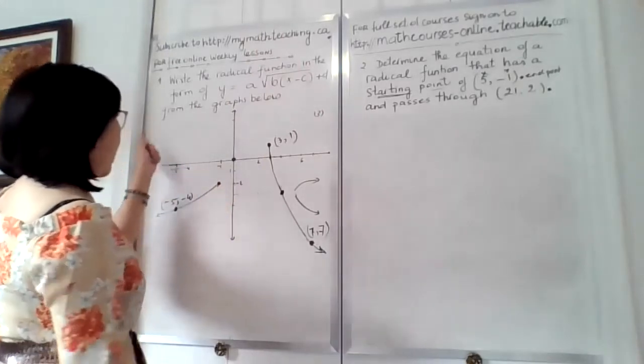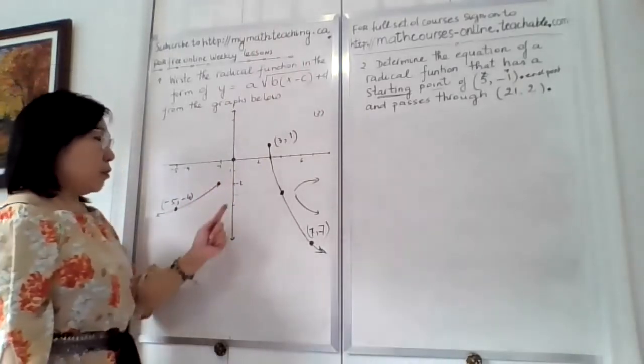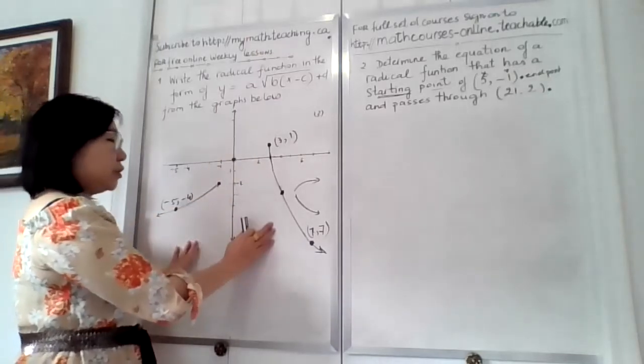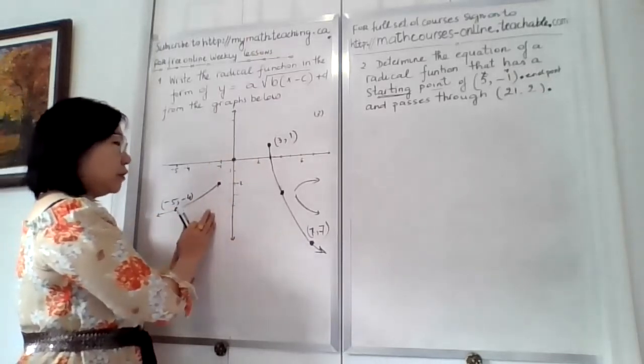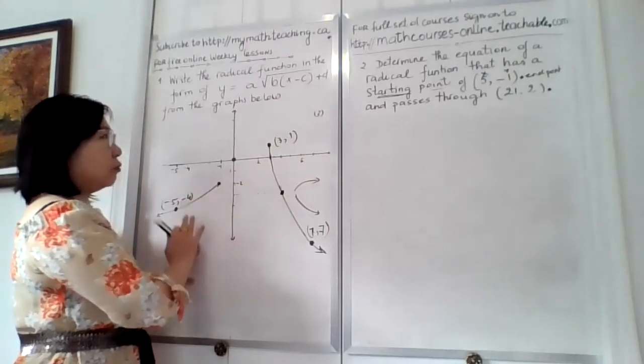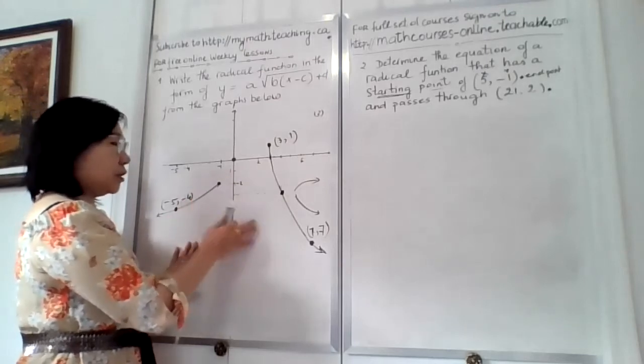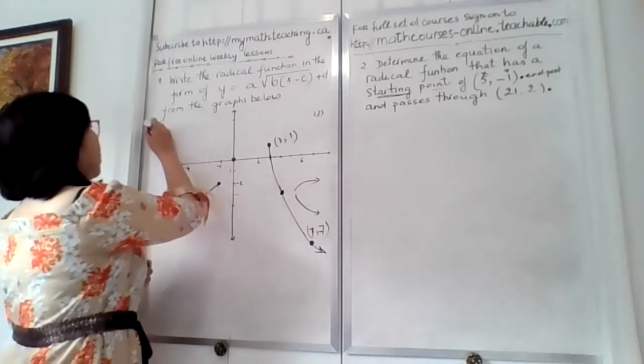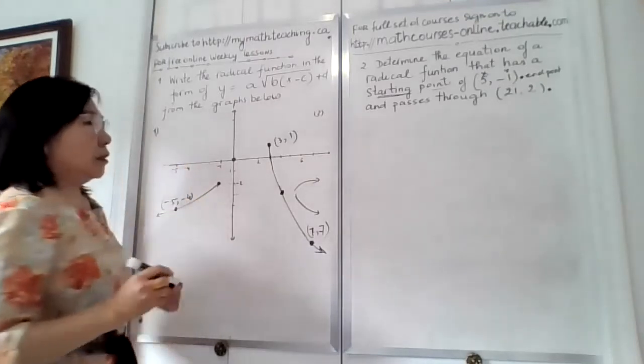So we have two functions on the board here. And we're going to base on this sketching function and figure out what is the right equation for these two functions. So let's do the number 1 here first.